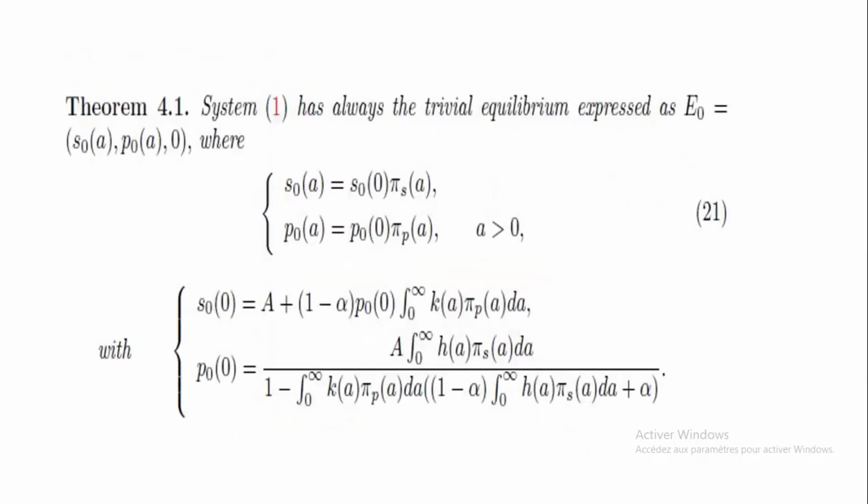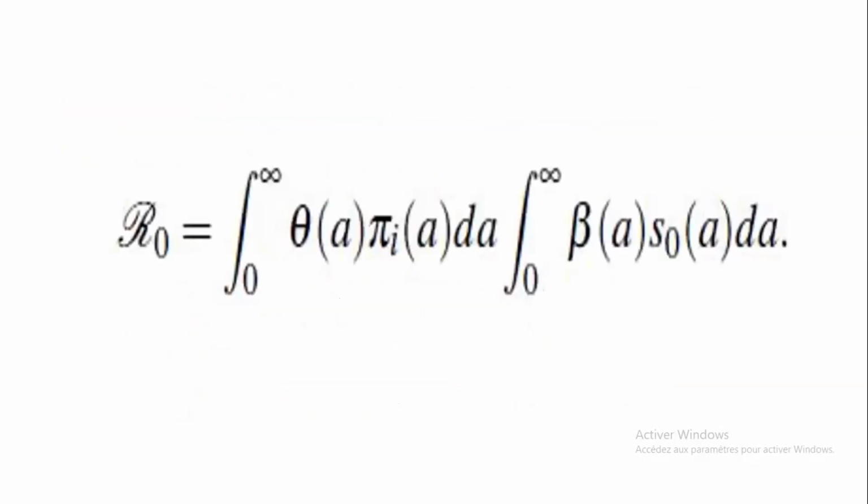Another result: our system always has a trivial equilibrium, expressed as follows. As you see, the components of infected people equal 0. There is no disease: the disease-free equilibrium. Now we can define the basic reproduction rate R0 as follows. This is the expression of R0.